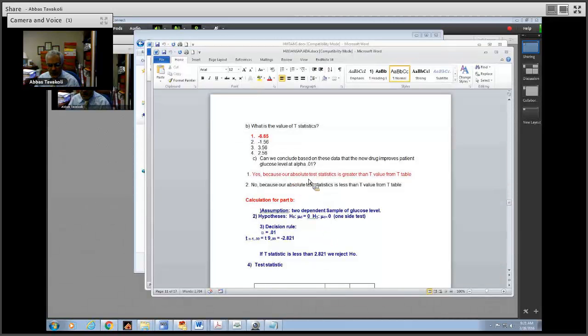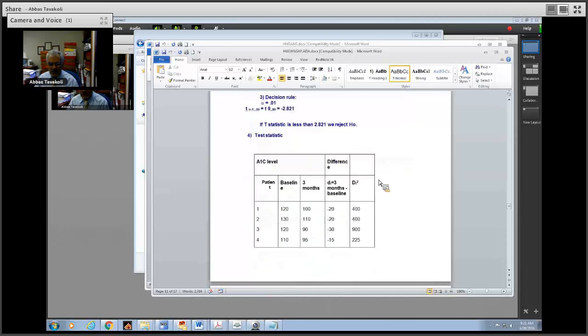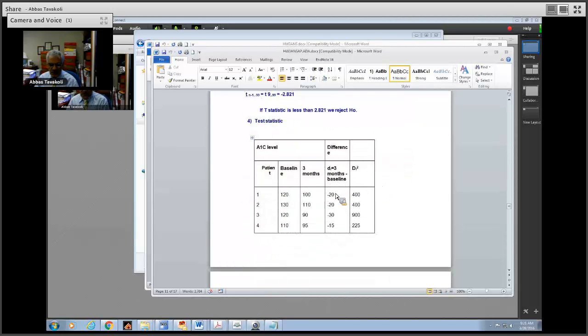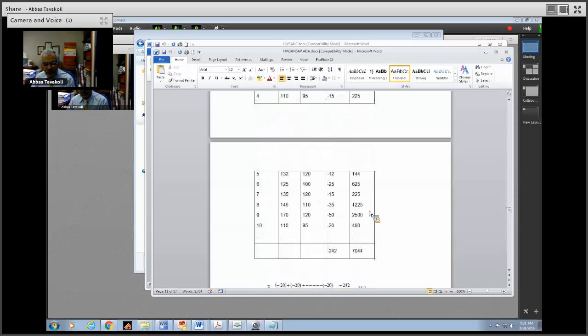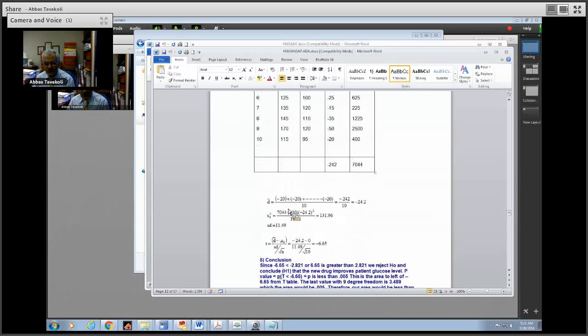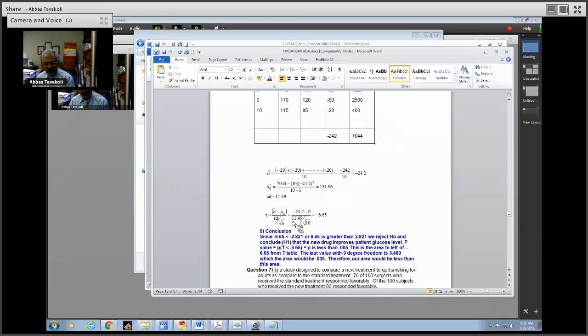Question 6, it was a matched-pair t-test because you have before and after, baseline and 3 months, and they are dependent. So that's a statistical one-sample paired t-test. I asked you to calculate the t statistic and do a hypothesis test if it is improved. Improve, again, is directional, so it's a one-sided t-test. So basically, I took the difference between 3 months and baseline, 100 minus 120 is negative 20. Then I squared that for each observation and added up. So D bar basically is adding up all these divided by 10, which is negative 24.2.